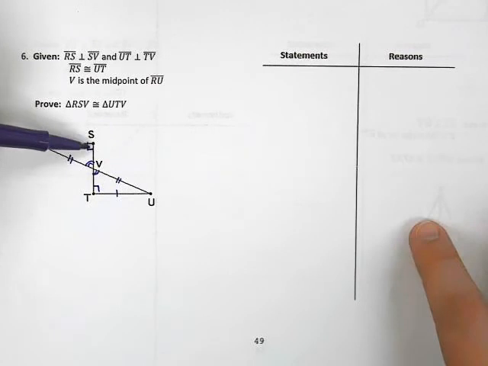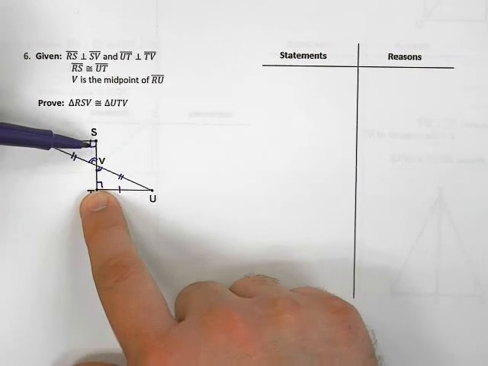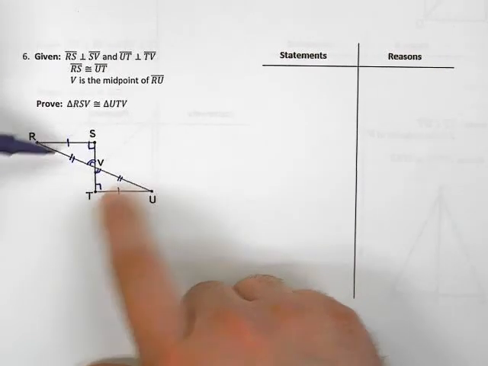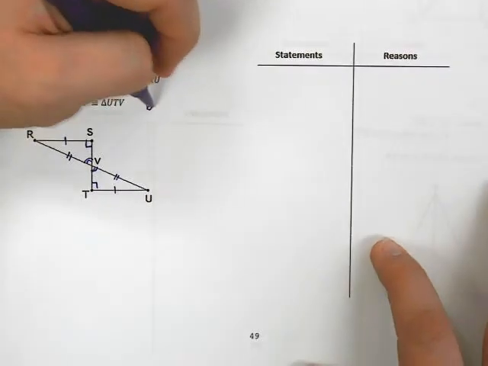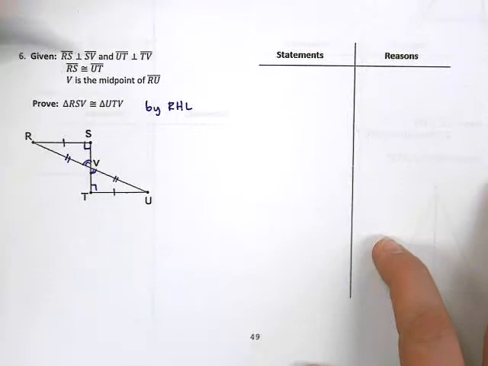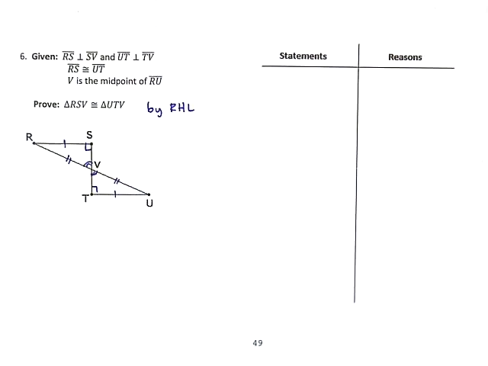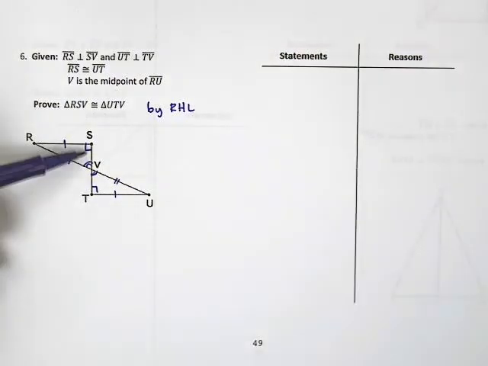I'm going to use the fact that I have right angles, so I have right triangles, and I have congruent hypotenuses, and I have congruent legs. So once again, I'm going to say that I'm going to use RHL. Okay? Could you have used angle side? Sure. Yes, absolutely. But again, for this video, because we're doing RHL, let's use RHL.